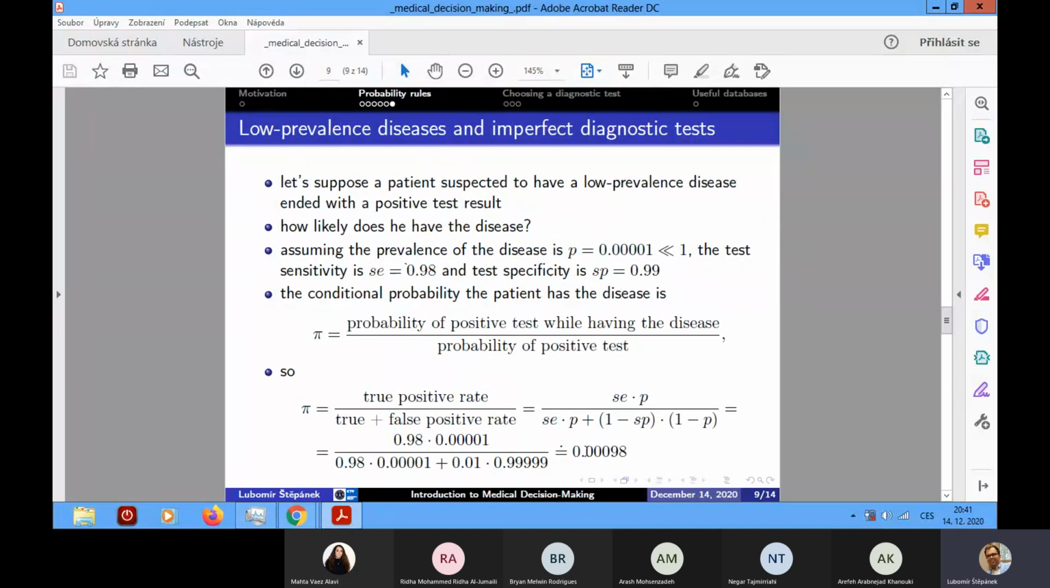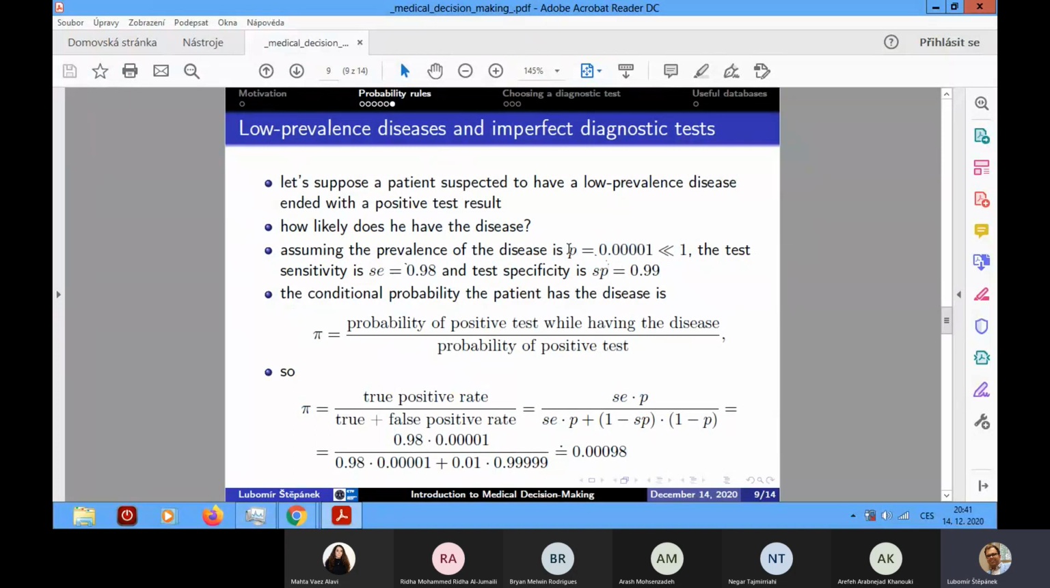You can try to recalculate. Still, you'll get something like 0.001 or so. Still, it will be absolutely close to 0. So the true probability that our patient has the disease at the moment that he got the positive test result is relatively low. The probability is still very low, and if the disease is so rare, it's very unlikely that he really has it. And why is it so unlikely? Because of the low prevalence.